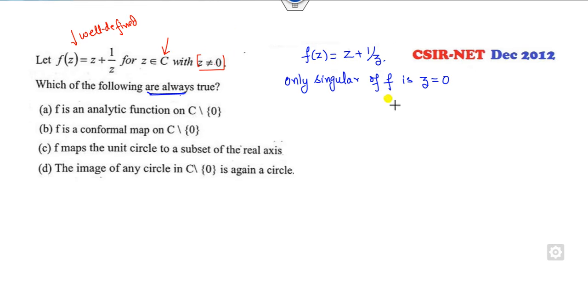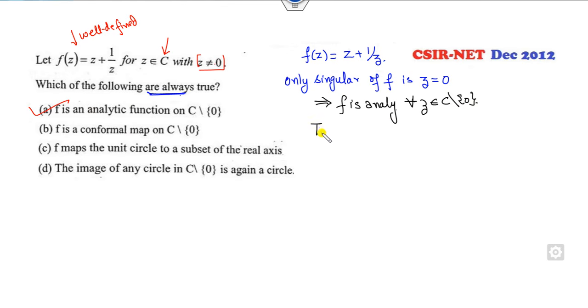Now the only singularity of f is z is 0. What is the meaning of that? f is analytic everywhere for all those z apart from this 0. So the first option, you can see, f is analytic on this domain.